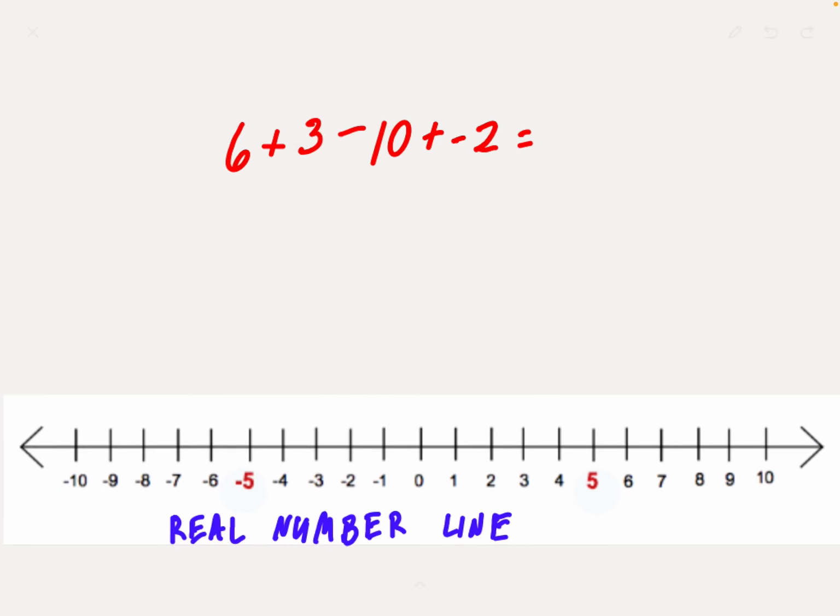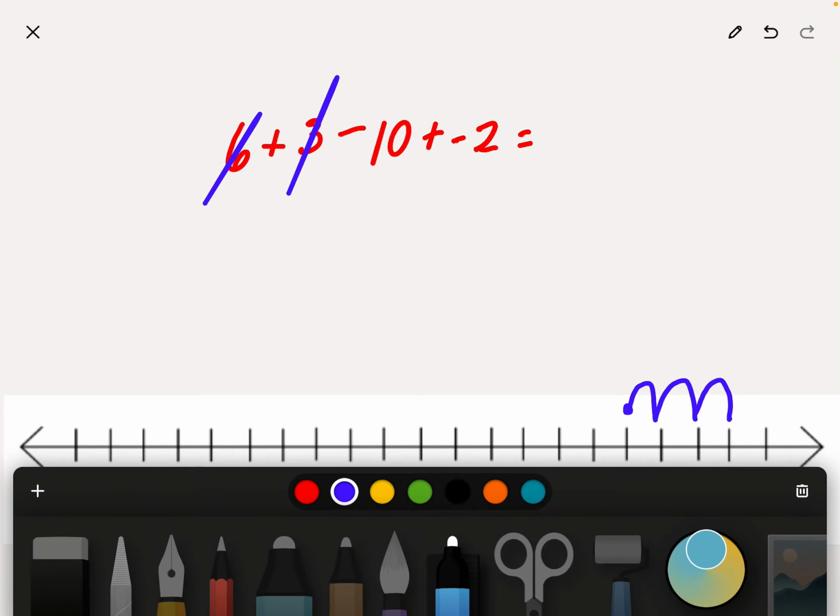All right, let's go. Now I'm going to be using a few more numbers, but I want to show you that it's still the same process. We're going to start at 6. So we go here, we start at 6. Now let's cross 6 off. Now plus 3 means we're going to be going to the right, 3. So we're going to go 1, 2, 3. So we finish at 9. Go ahead and cross the 3 off. Change the color. I'm going to use green.